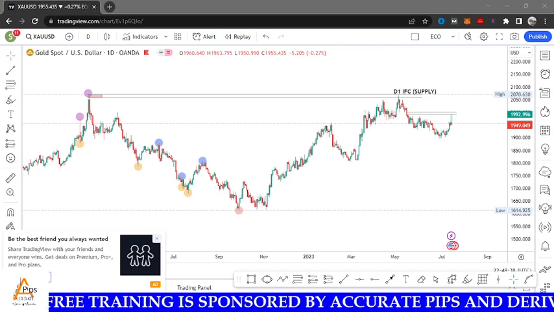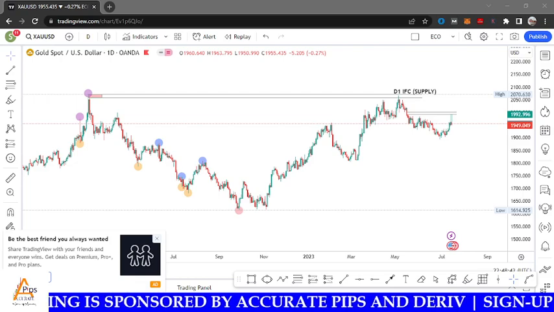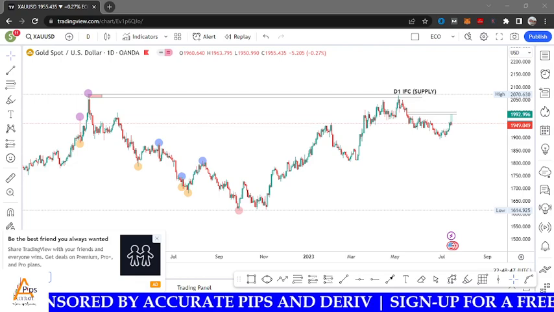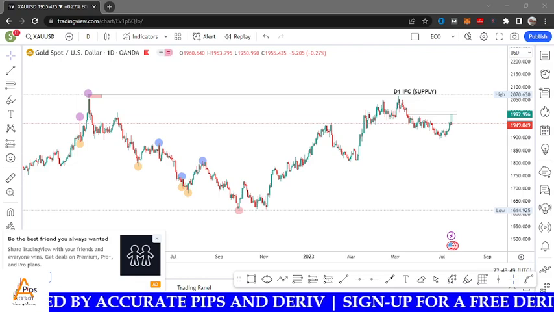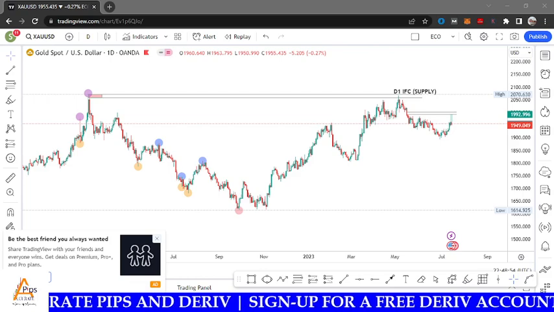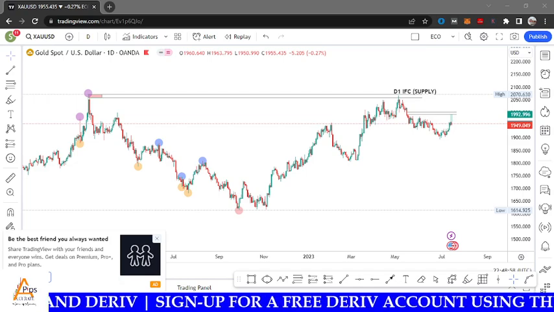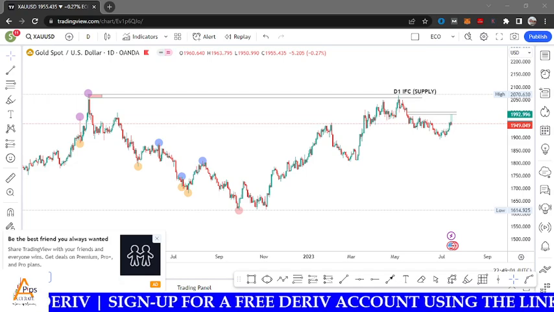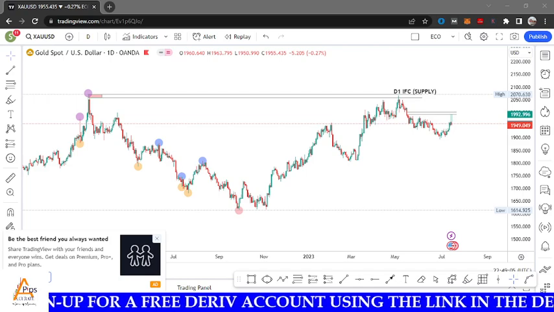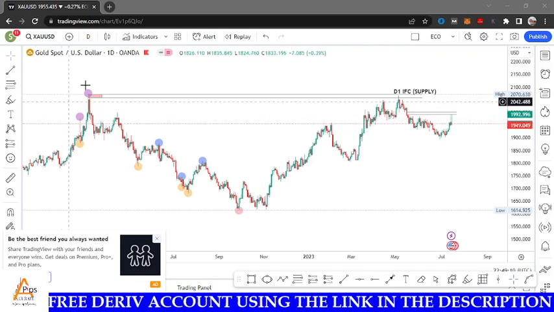So without too much talking, let's dive into the lesson, because I'm not going to take too long with this lesson since you already know how to identify the structural levels and the valid pullbacks and the invalid pullbacks. Now, one important question someone asked me this evening was about the change of character we saw on the chart.